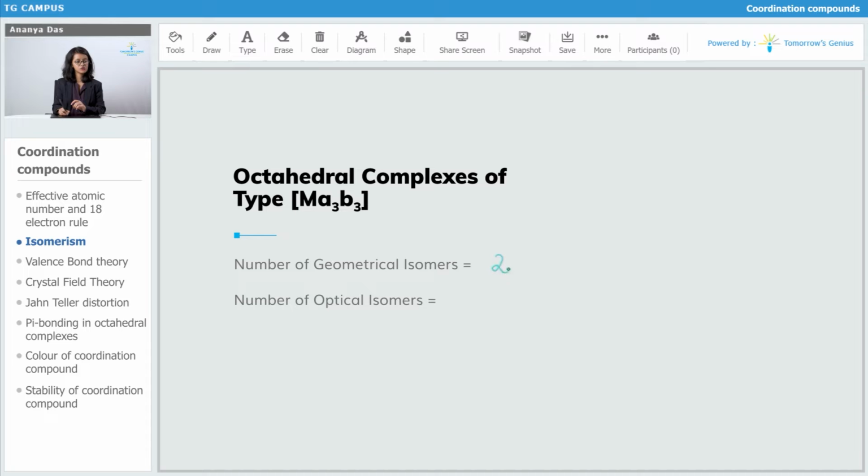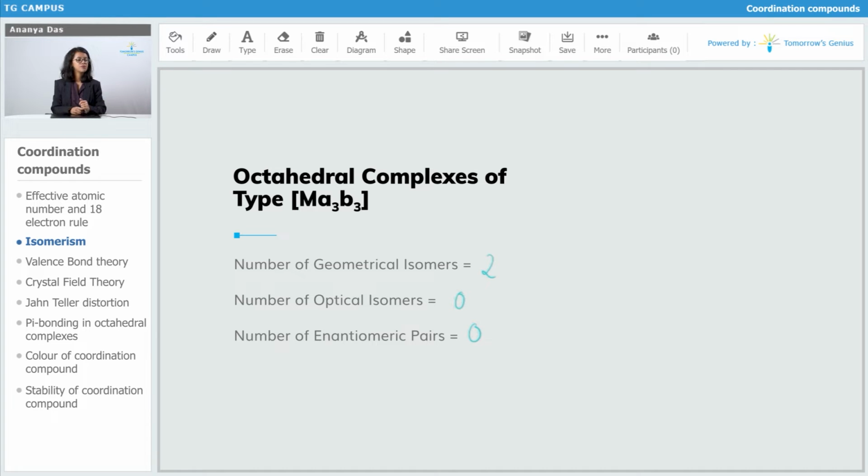Next we have the number of optical isomers. So the number of geometrical isomers is 2. The number of optical isomers is 0 because there were no optically active pairs. And because the number of optical isomers was 0, the number of enantiomeric pairs is also going to be 0. So 2, 0, 0.